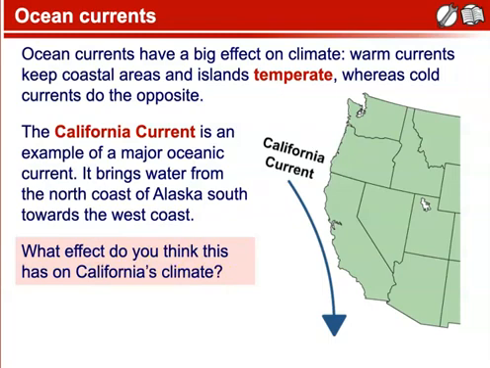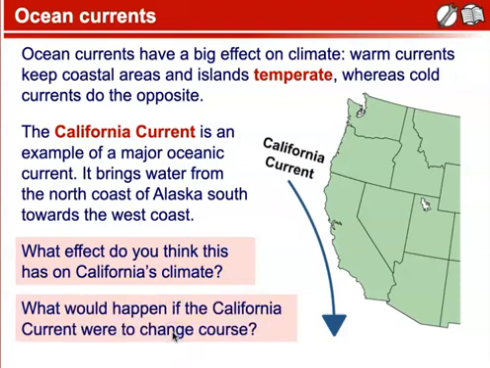Temperatures on the west coast of the United States are oftentimes several degrees cooler than the east coast during the same months. So what effect do you think this has on California's climate? And what would happen if the California current were to change course?